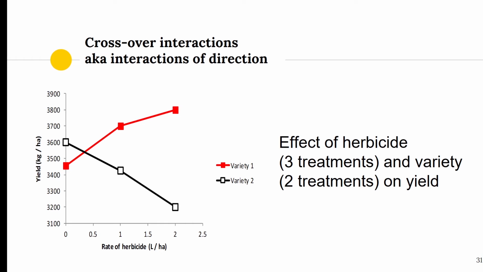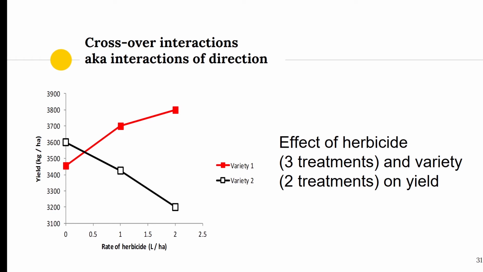So in this example, we have the rate of herbicide application on the x-axis and yield of soybeans on the y-axis, and we have 2 soybean varieties. And we can see that the effect of herbicide rate on our variable of interest, which is yield, depends on the variety. Not only does it depend on the variety, but we actually have a crossover interaction: it positively affects yield with variety 1, but negatively affects yield with variety 2.